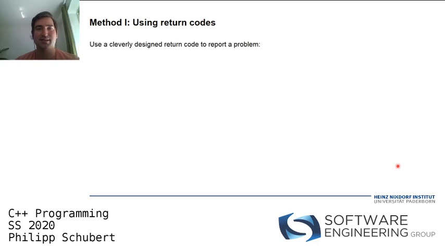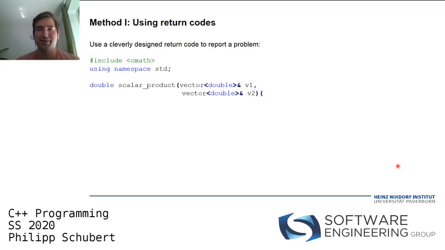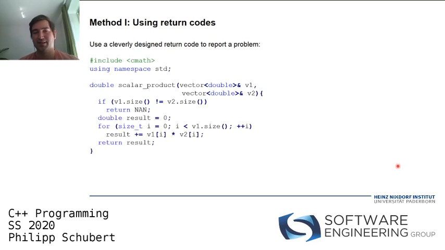And the idea is that you use a cleverly designed return code to report a problem. So, for instance, if you recall the scalar product function again, and you receive two vectors, you can check if those vectors have the same size, and if not, then computing the scalar product wouldn't make any sense. So in this case you can return the special floating point value, not a number, to indicate that something went wrong. You're communicating that something went wrong by returning a special value. And then the user of your function can check for that special value and can then hopefully act accordingly.